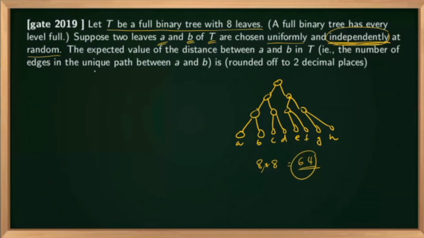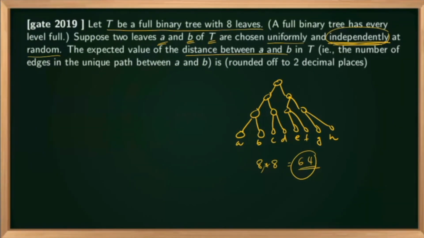Now they are saying something about the distance between A and B. So what is the distance between A and B? The distance between A and B is the number of edges in the unique path between A and B.